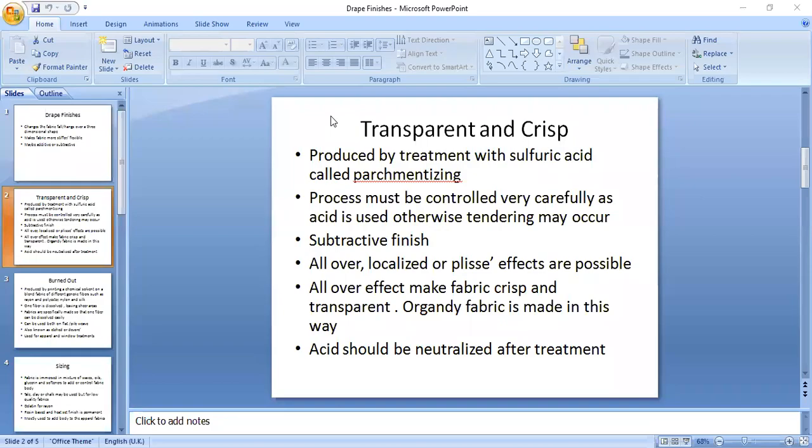But if we have to make smaller motifs transparent, then acid is printed on in a paste form, like we do the printing, and then quickly washed off. So these are the three ways in which we can do the parchmentizing to make our fabrics crisp and transparent.